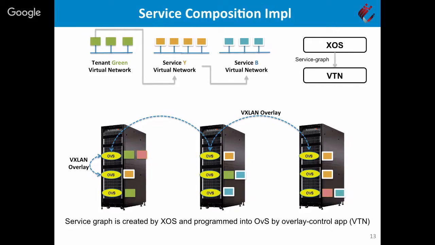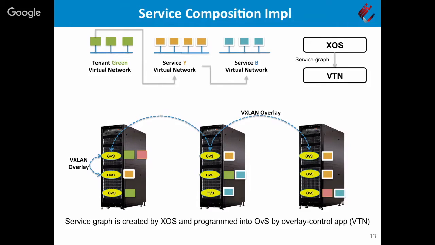And we have that load balancer built in, distributed in every OVS in every server for every service. So when packets come out of tenant green and it's headed to service Y, it goes to service Y's load balancer that is built into every OVS. It doesn't have to hairpin to somewhere else to get load balanced to an instance in service Y.